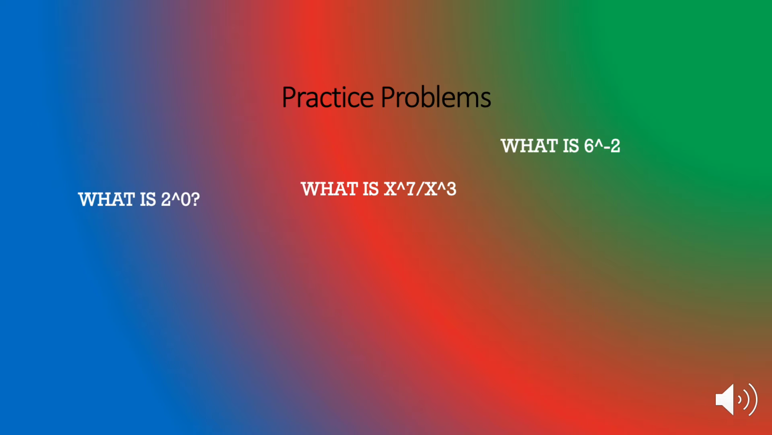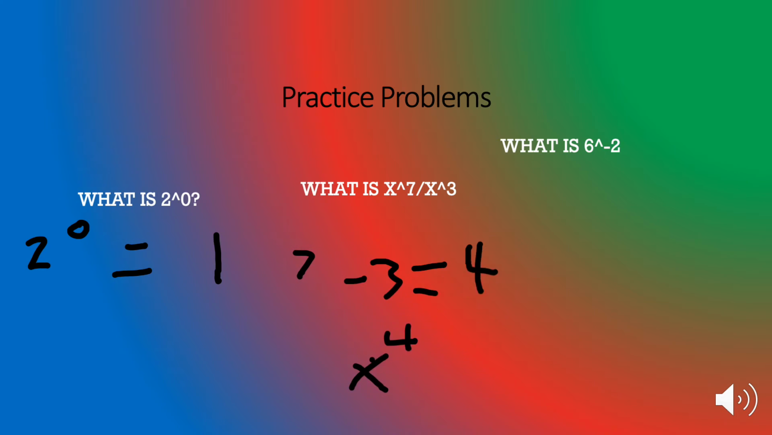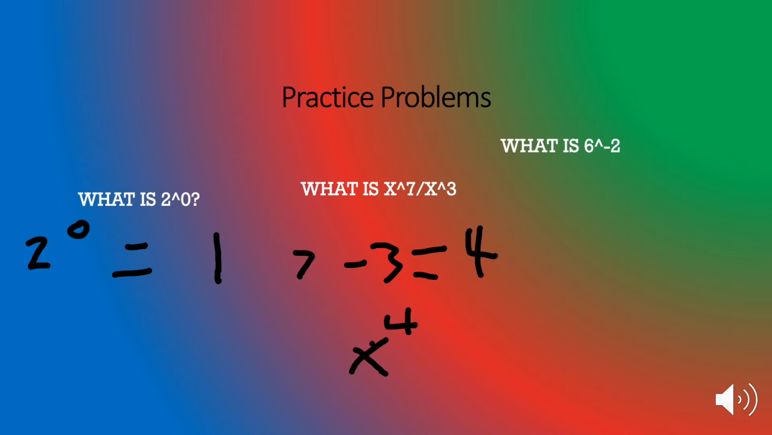Let's do a few practice problems. The first question is, what is 2 to the power of 0? Anything to the power of 0 equals 1, so 2 to the power of 0 equals 1. And that is the answer. What is x to the power of 7 divided by x to the power of 3? Well, you have to subtract the exponents. 7 minus 3 equals 4, so it should be x to the power of 4. And that is the answer.